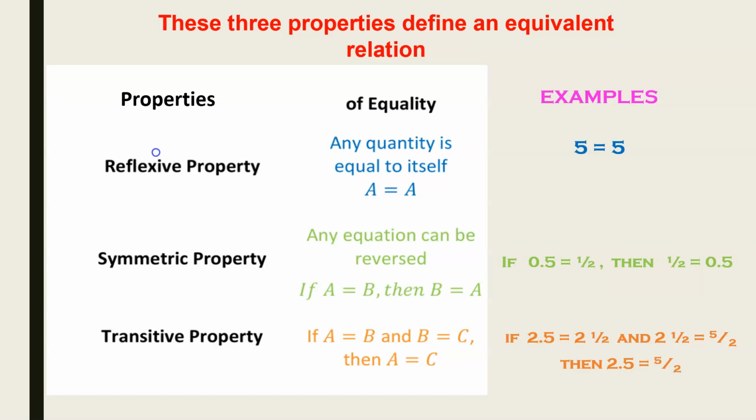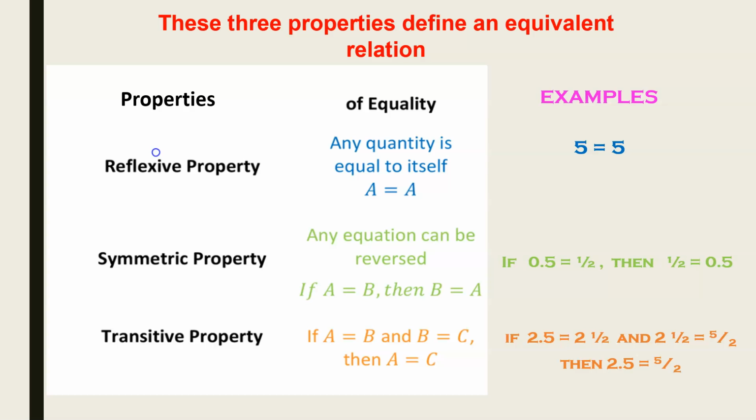Reflexive property. The reflexive property means that any number equals itself. If we have 5, it can be equal just to itself. 5 equals 5. We have the symmetric property. Any equation can be reversed: if A equals B, then B equals A.